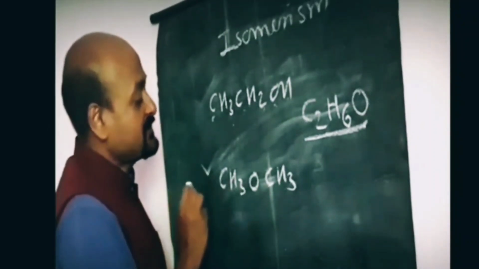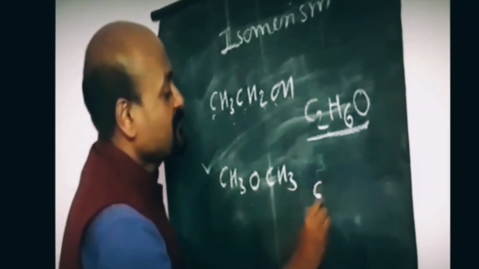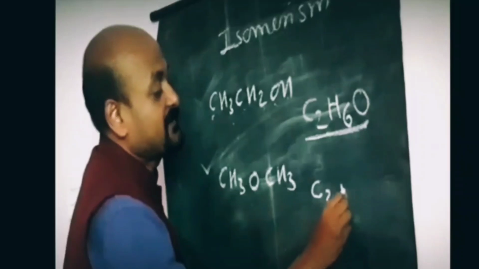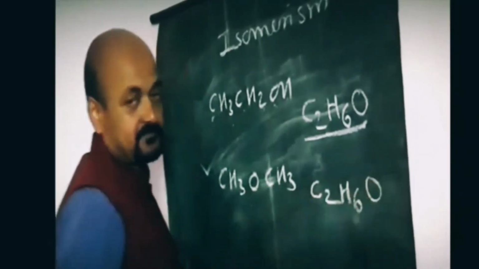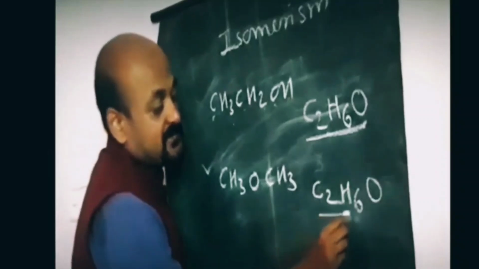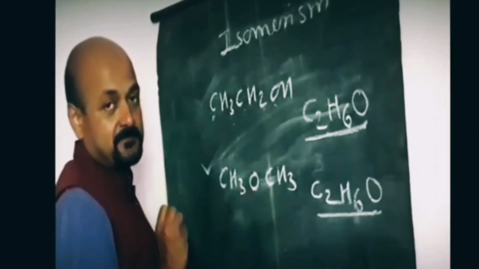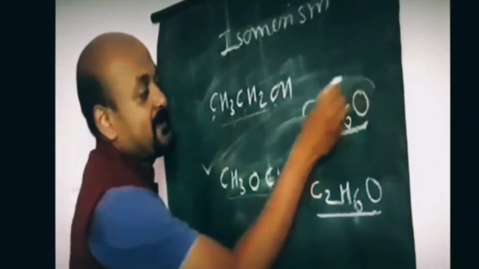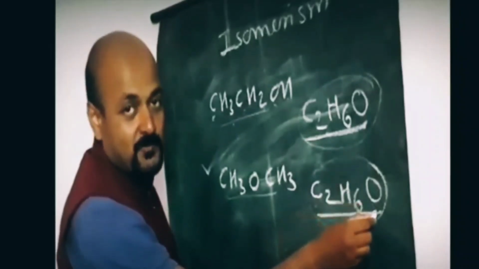Now here also count the number of carbon, hydrogen and oxygens. So here number of carbons are 2. Hydrogen 3 plus 3, that is 6 and 1 oxygen. So here see, this is molecular formula of dimethyl ether. Now these 2 compounds are having same molecular formula, that is C2H6O.